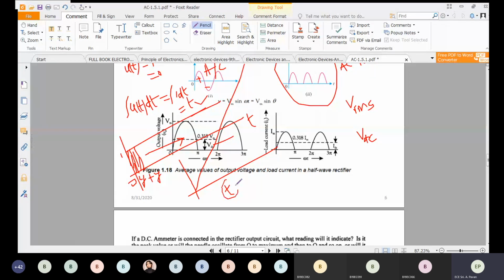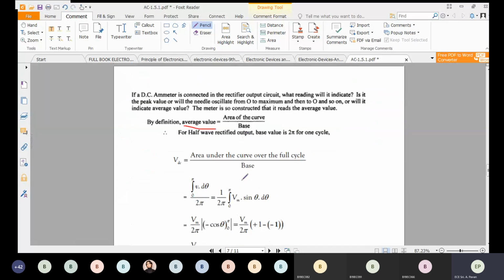So in order to find the area, we're supposed to integrate the function, right? Similarly, area under the curve means that's why we are integrating here, integrating the input voltage, integration from 0 to pi, v dt, divided by the base. What is the base? 2 pi, right? Entire cycle, right?